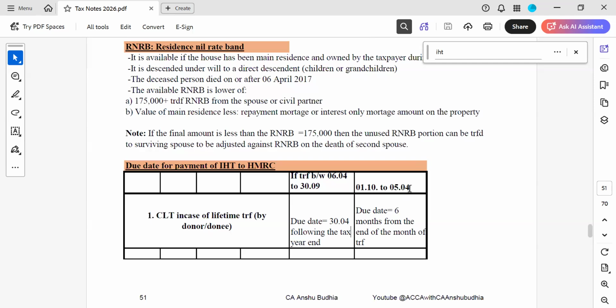But when the transfer is made after 30th September till 5th April, then the due date is 6 months from the end of the month of transfer. Since July is till September, the due date is 30th April. Otherwise, it would be 6 months from the end of the transfer. I hope I'm clear. If you have any queries, you can ask me. So we are done with this also. Now let's take the next one.